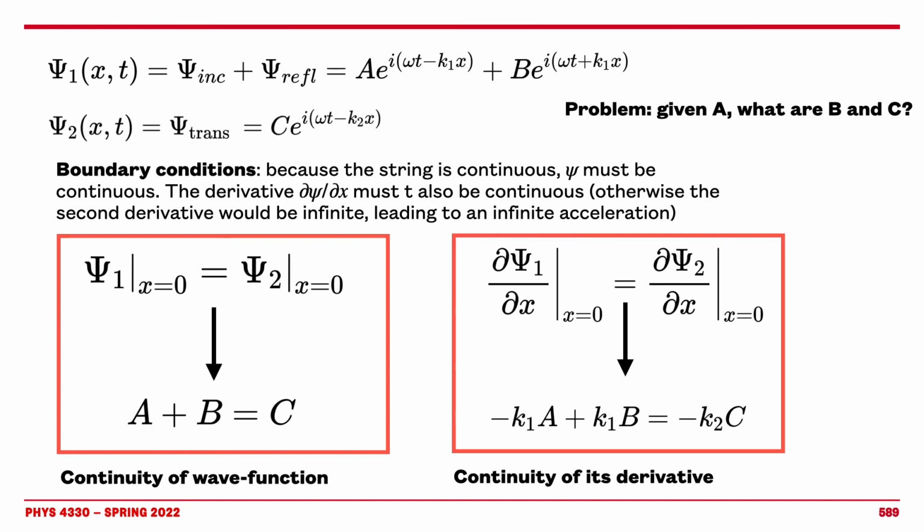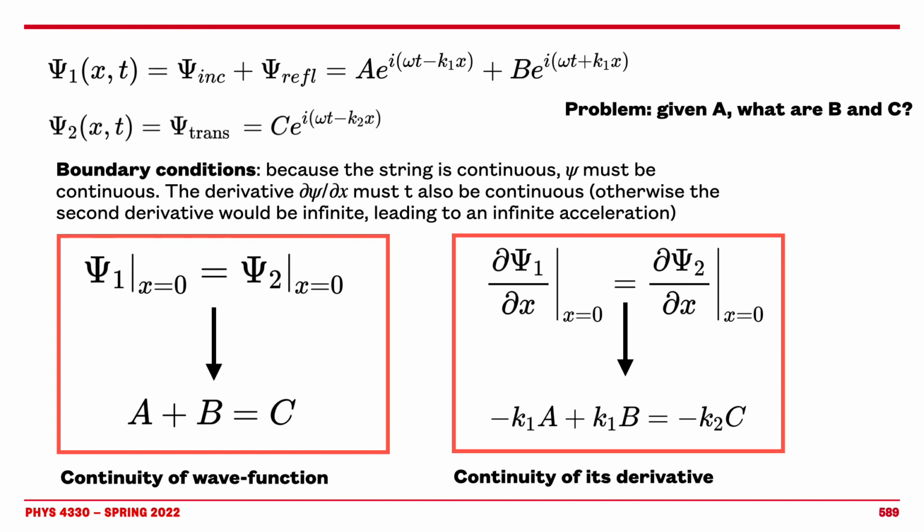As you know, if you are not able to calculate the derivative of functions coming from the left and coming from the right, then you can't calculate the second derivative. But we know the second derivative must exist, since we have to be able to find a solution to the wave equation. So now, if we apply this condition to the solutions psi1 and psi2, we obtain the condition minus k1 times a plus k1 times b is equal to minus k2 times c.